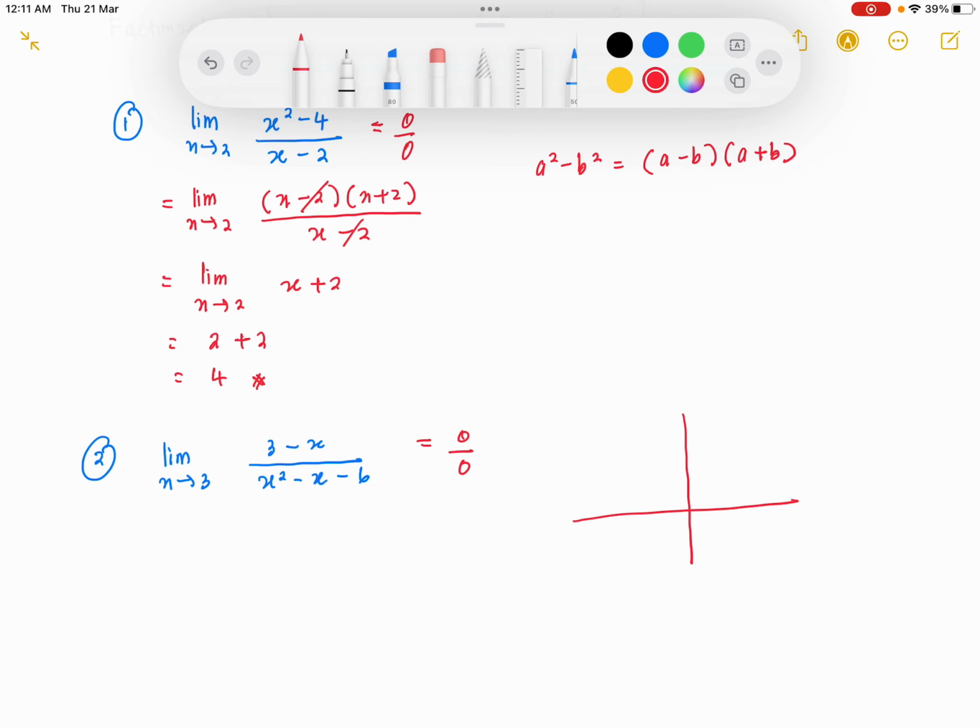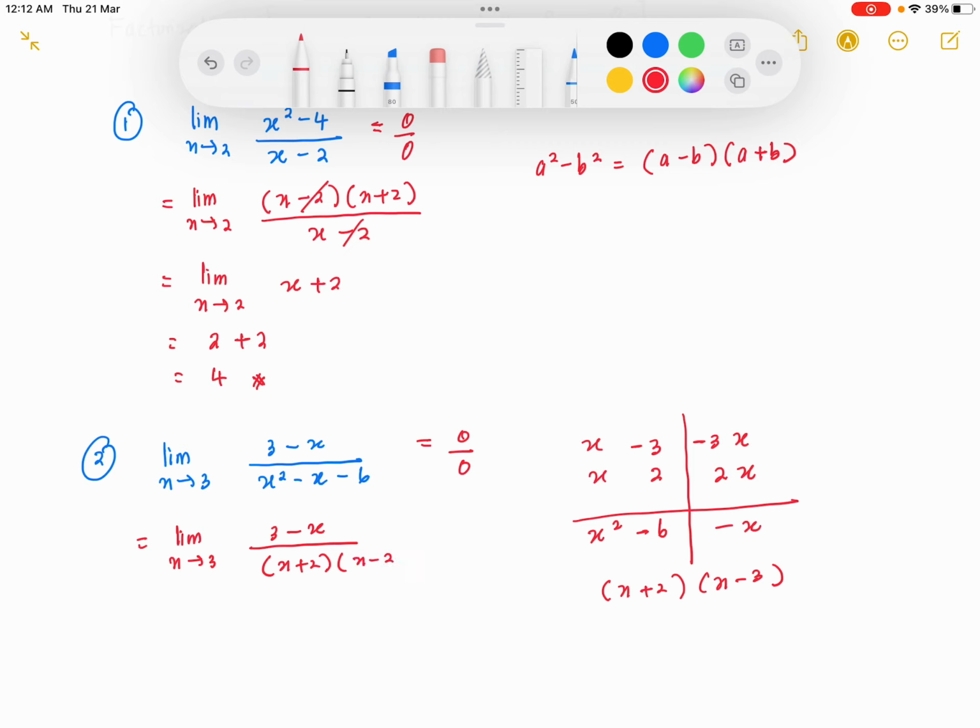So we have x times x equal to x square, and 3 times 2 equal to 6. So we get 3x and 2x. We want negative x, so negative 3x, or negative 3 and negative 6. So when we factorize this, we actually get x plus 2 times x minus 3, or you can use your calculator for factorization. So equal to limit x approaches 3, 3 minus x over x plus 2 times x minus 3.